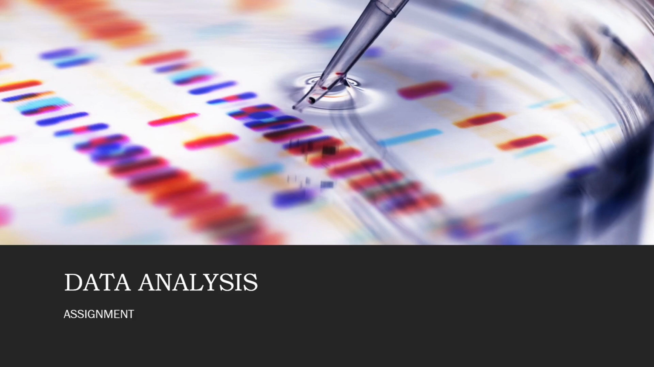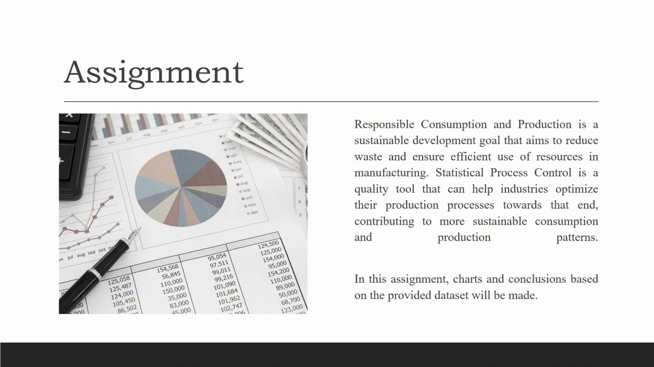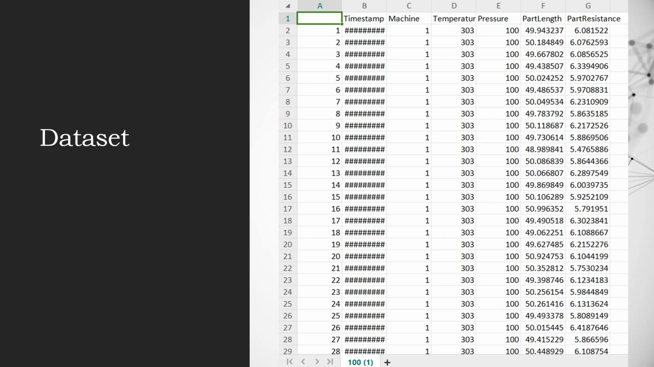It is about data analysis. So here's a brief introduction into my assignment. Responsible consumption and production is a sustainable development goal that aims to reduce waste and ensure efficient use of resources in manufacturing. Statistical process control is a quality tool that can help industries optimize their production process, towards the end contributing to more sustainable consumption and production patterns. So in this assignment, charts and conclusions based on the provided dataset will be made. Here's the sample of my dataset obtained.